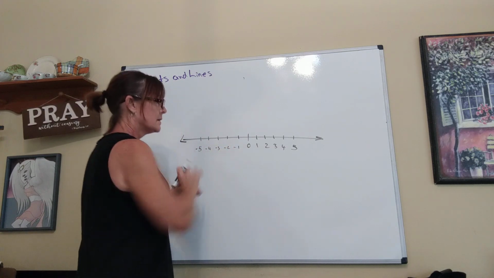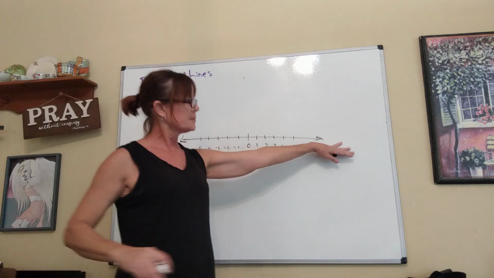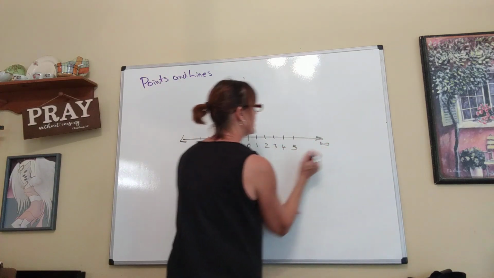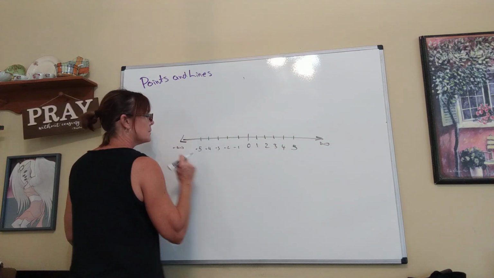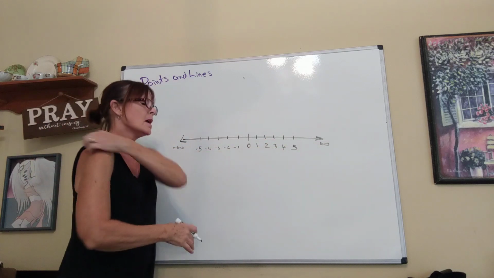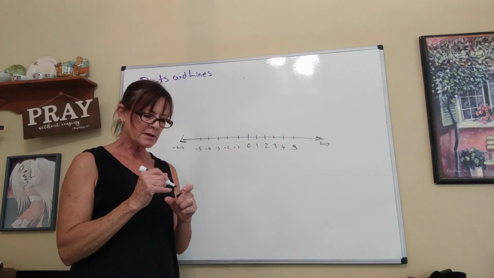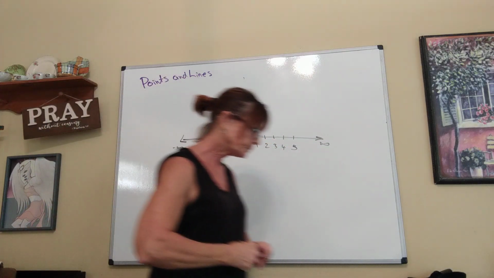Alright, so this is just my number line. So way out here is positive infinity. That's what's way out here. And way out here is negative infinity, but those are really far away. Okay, so let's just put some points on here and then we'll talk about them.